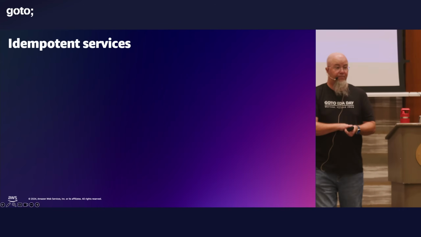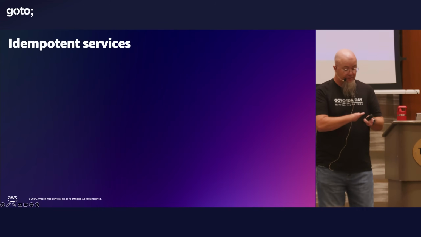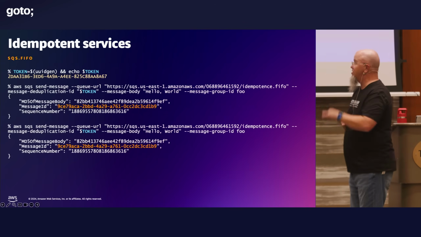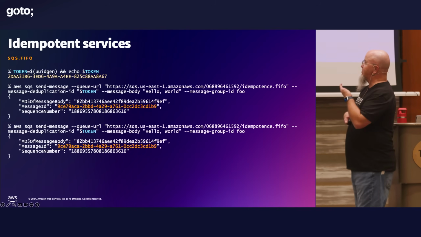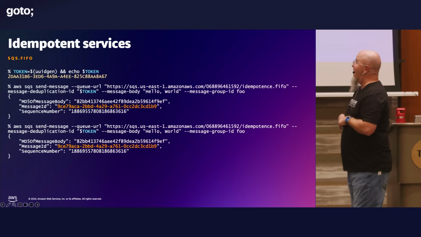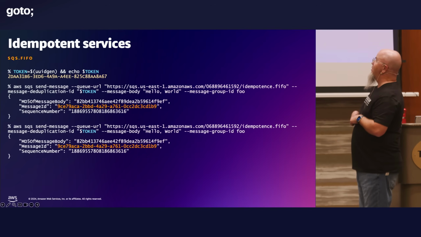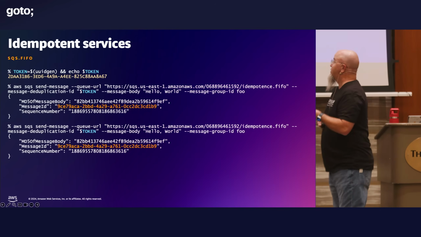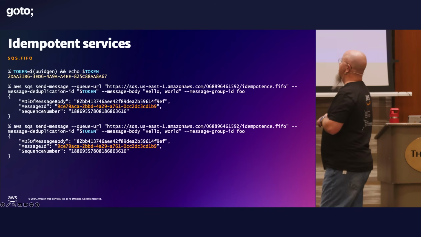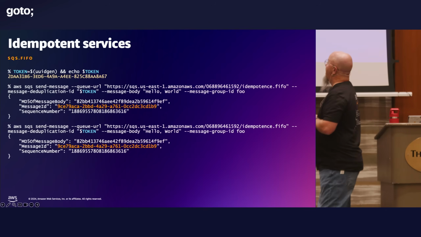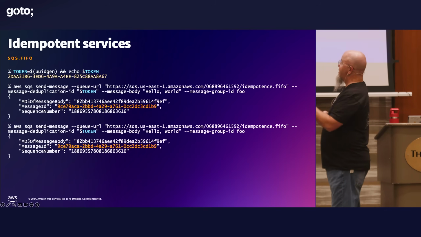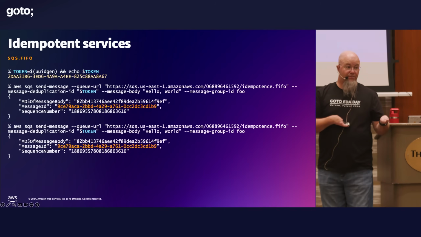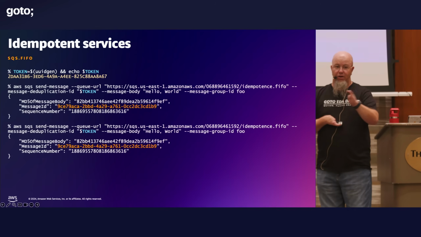Now, we also look at building idempotency into our services. For example, SQS FIFO, which is first in, first out queues. We showed an example using the AWS CLI. We would create a token, call SQS send message, and pass it the actual token. It's called the message deduplication ID. You pass the token, and you can see we get the response back. So let's do the same call again, and you get the same response back. It knows, nope, you've already made this request.